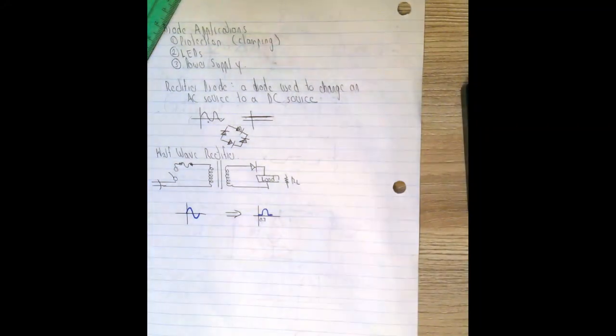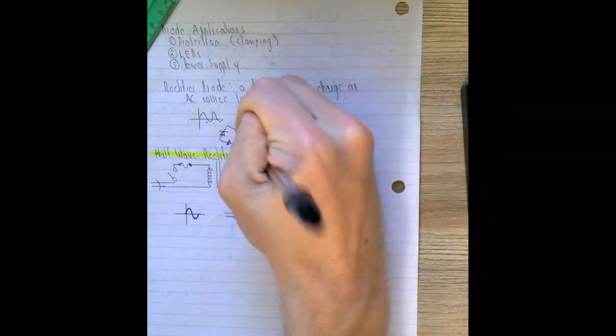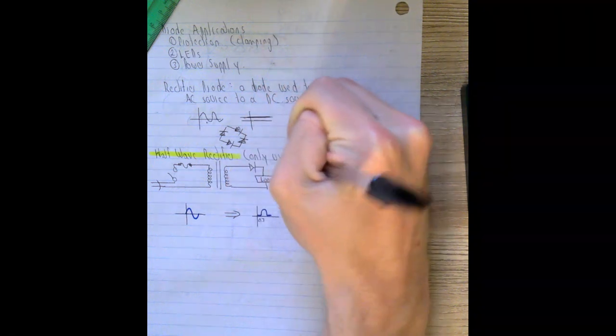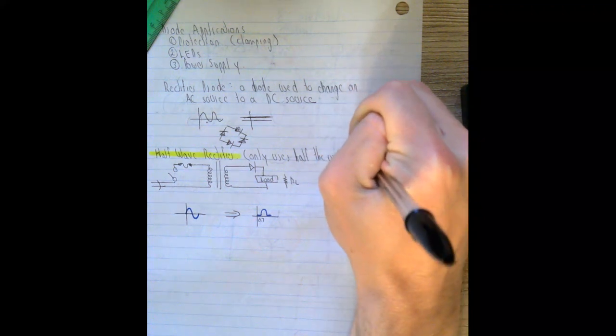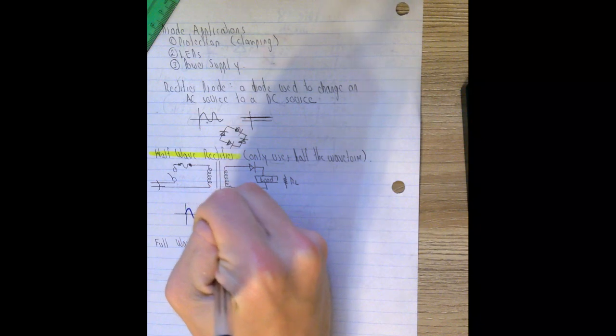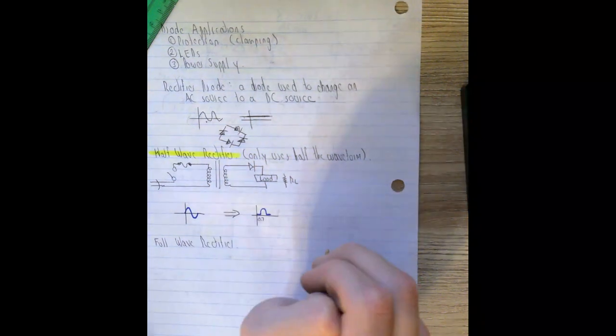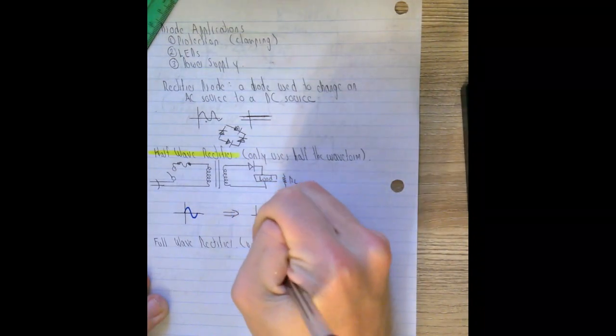Then our full wave rectifier. I always like matching terms to what they actually mean: half wave only uses half the waveform, whereas full wave rectifiers, there's two types, bridge and then the center tap transformer. So this uses the full waveform.